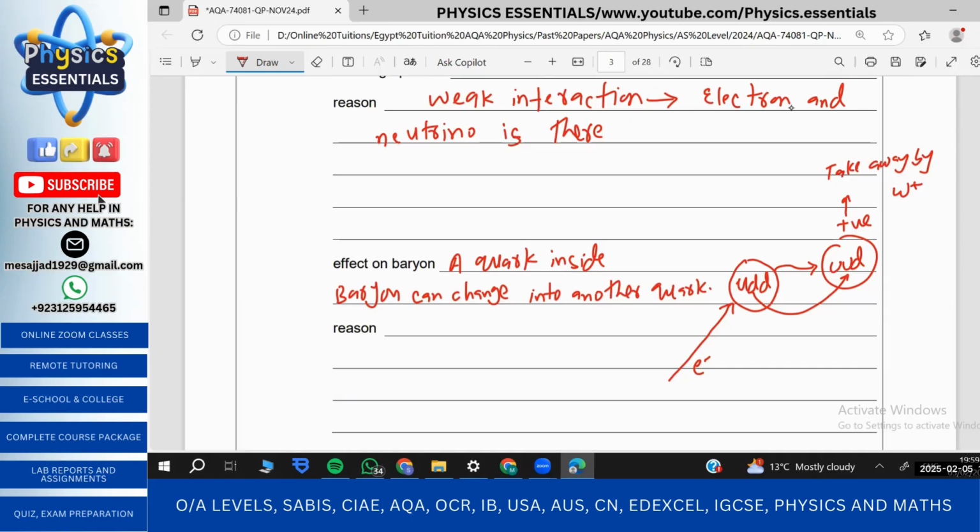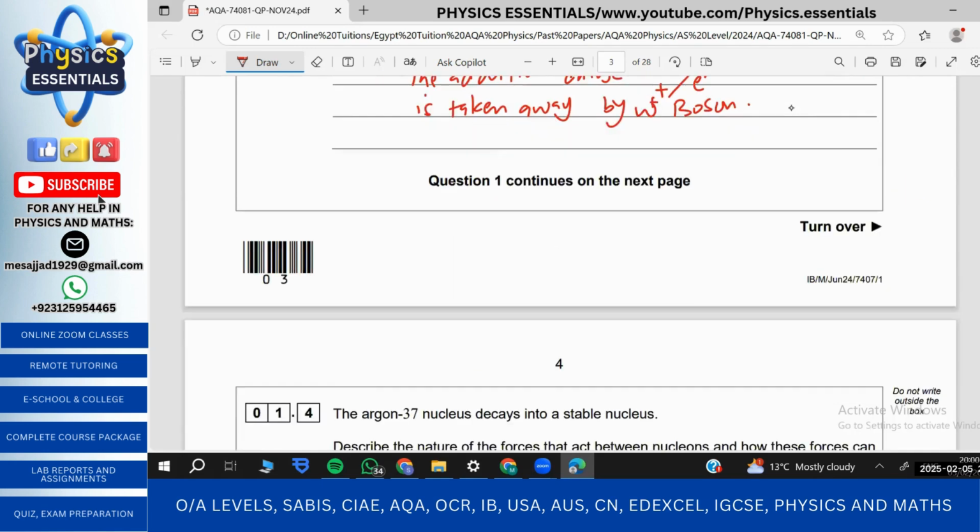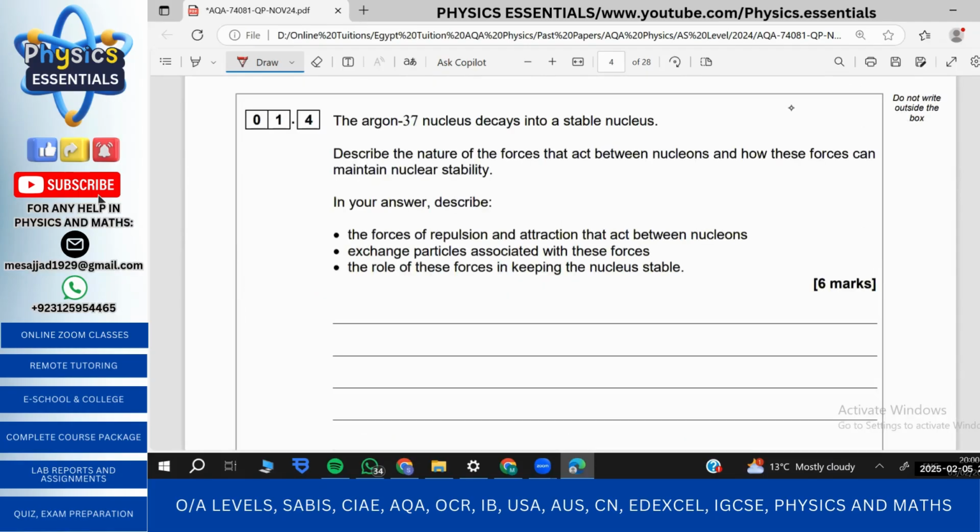Or we can say it can change its flavor to another quark, like down can be converted into up. And when it happens, the additional charge is taken away by the W plus boson. Okay, right. Any problem? No problem. Okay.